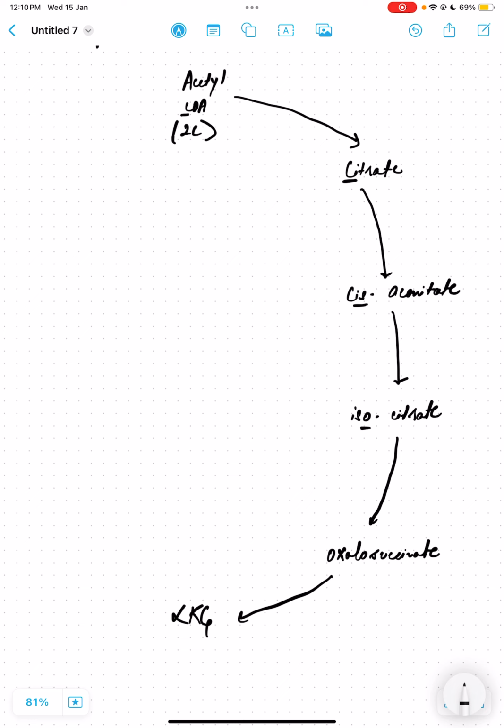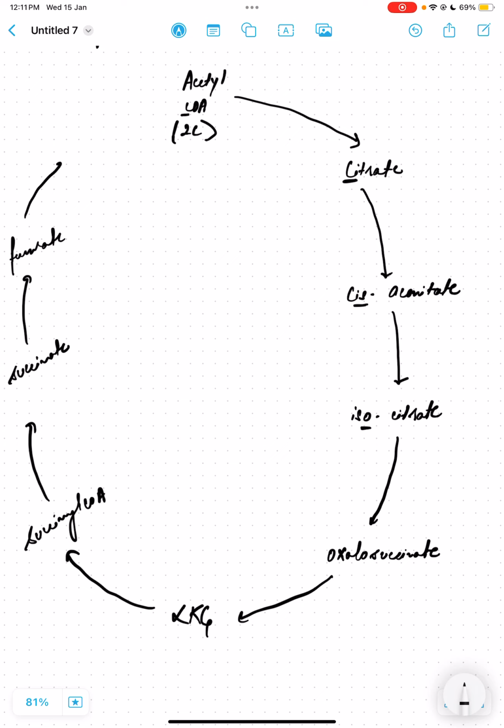From alpha ketoglutarate we have succinyl CoA. From succinyl CoA we have succinate. From succinate we have fumarate. From fumarate we have malate, and from malate we have oxaloacetic acid, and then acetyl coenzyme A again.